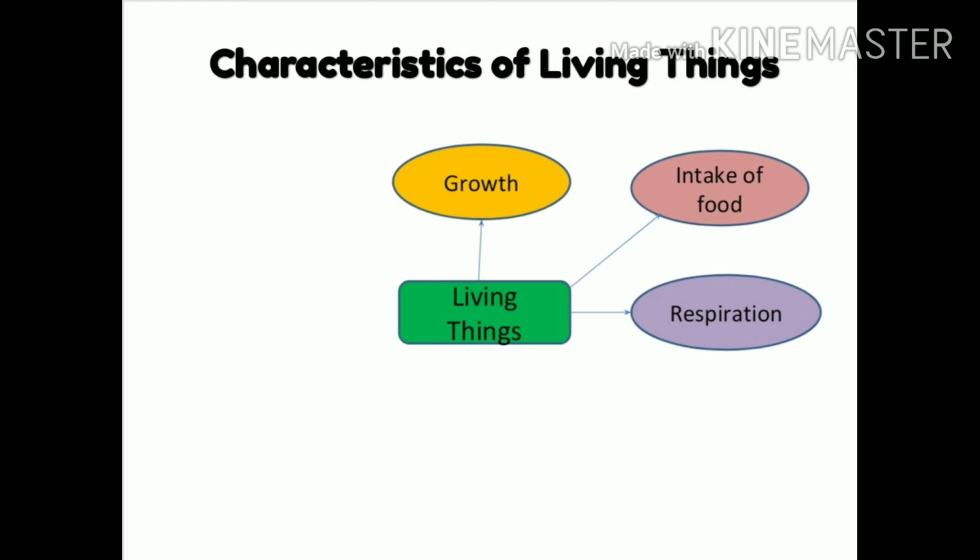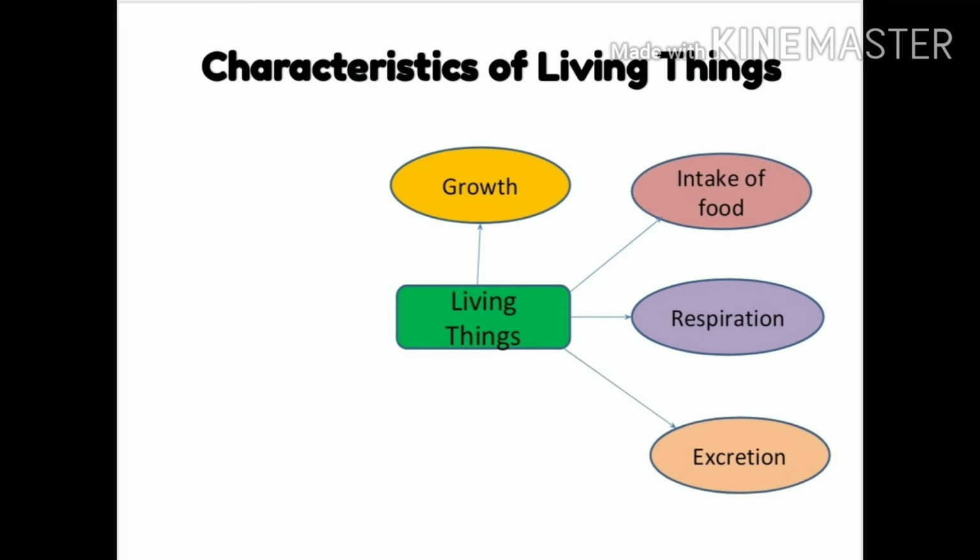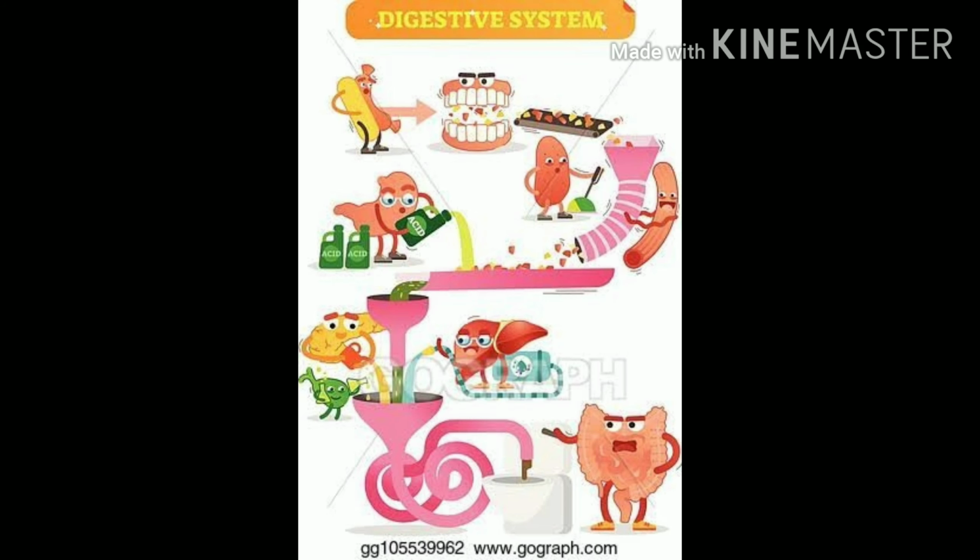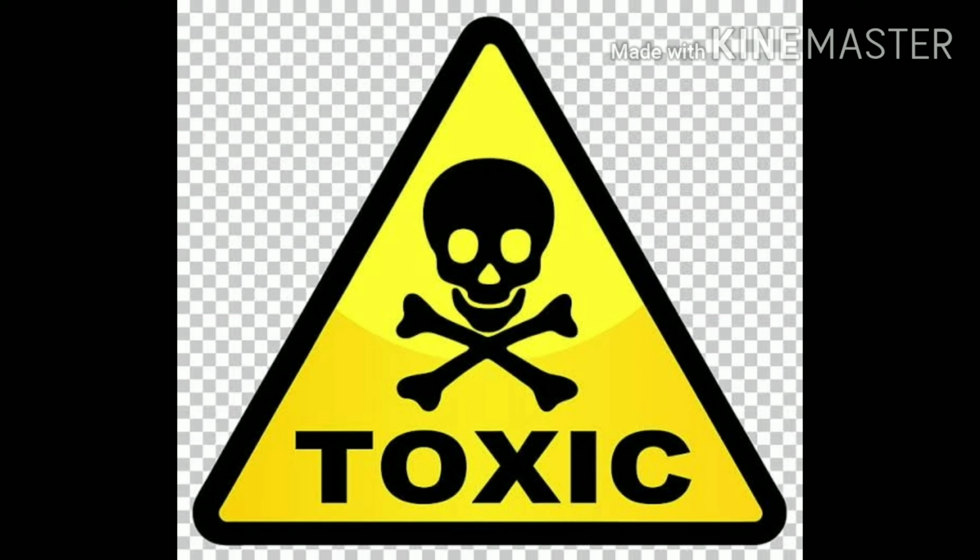Let us see the fourth characteristic of living organisms, that is excretion. Students, whatever food we eat or any other living organisms eat, is all food used by the body? No, all food is not digested by the body. During the digestion process, the unused food, that is the waste substances, are formed. These are called excreta, and the process of eliminating them from the body is called excretion. If these waste substances are not excreted from the body, they become toxic and may lead to death.